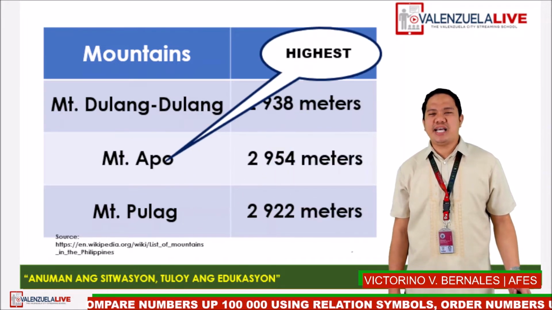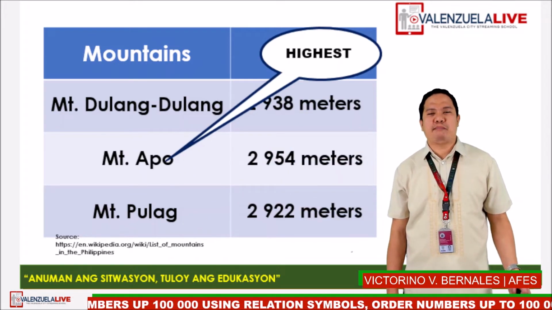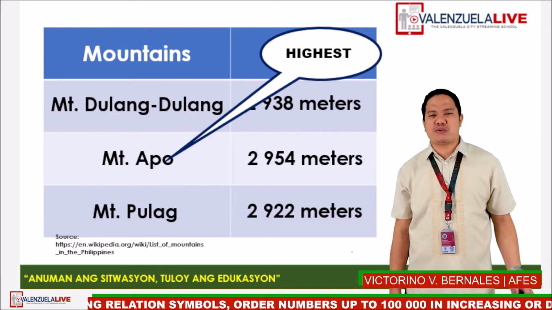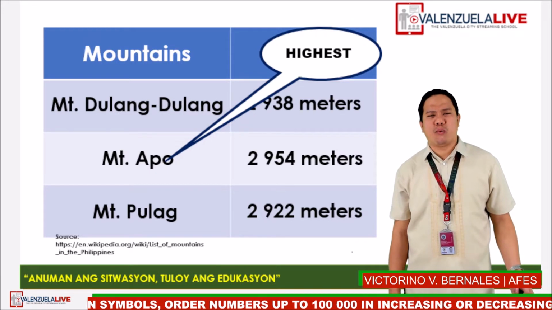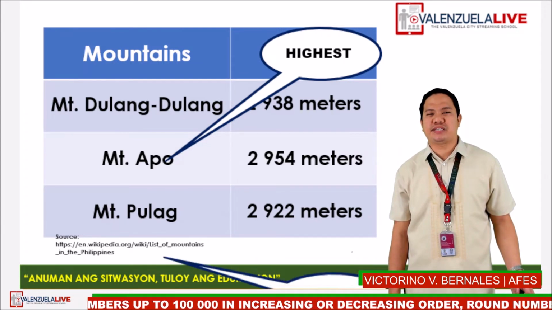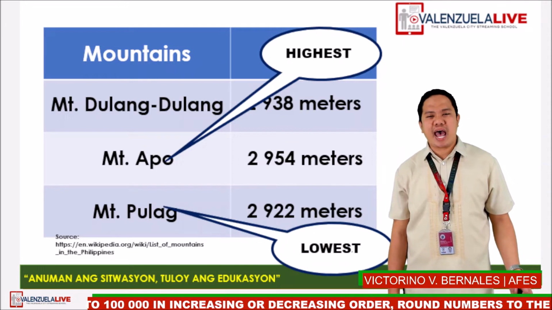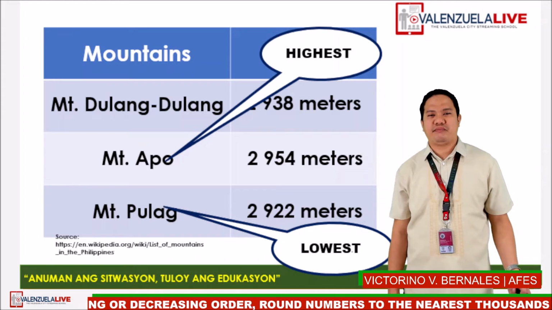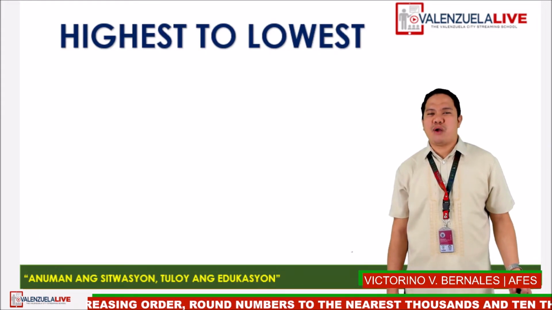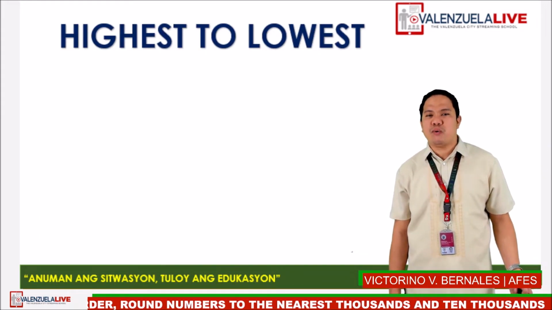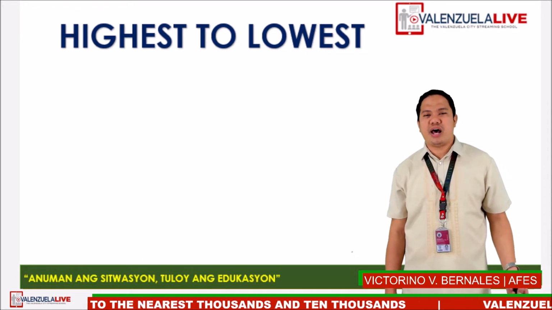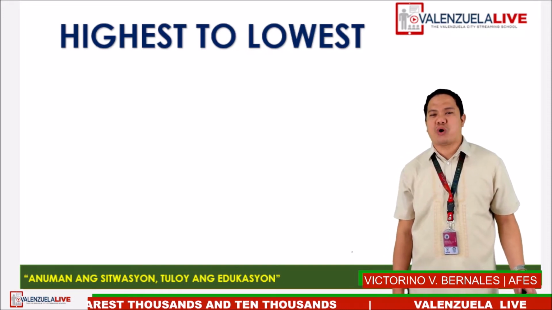Great! The highest mountain is Mount Apo with a height of 2,954 meters. How about the lowest mountain among the three? The lowest mountain among the three is Mount Pulag with a height of 2,922 meters. Now, let us arrange the mountains from highest to lowest and from lowest to highest. If you are done, please type your answer in our comment box below.